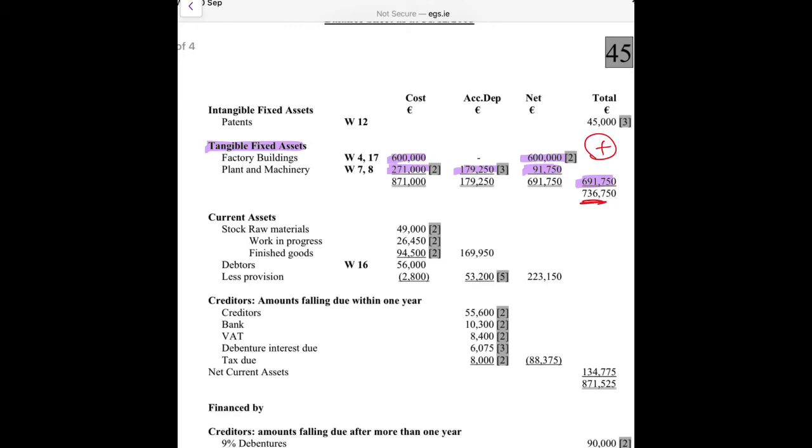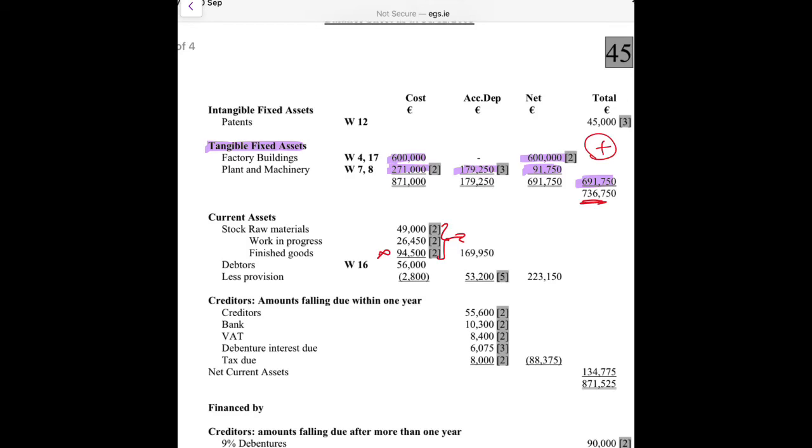Raw materials and work in progress, we did not adjust, but finished goods we did a few times, okay? So this figure here is coming from our workings, okay? You're adding those three together and you're bringing your total out. You don't have to do that if you don't want to. You can just put all these three in that column, okay? Might save you a second or two.